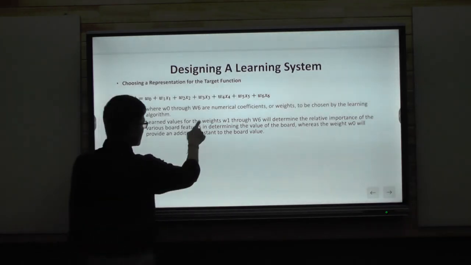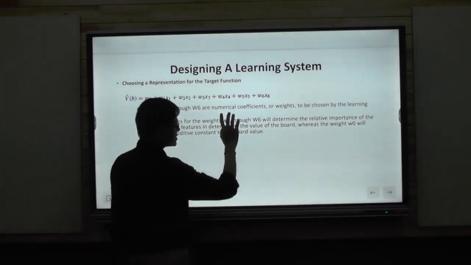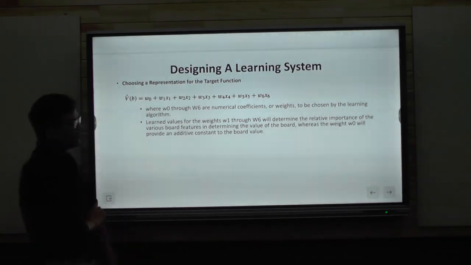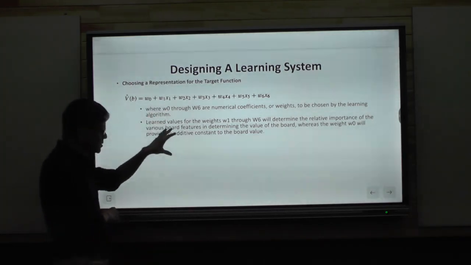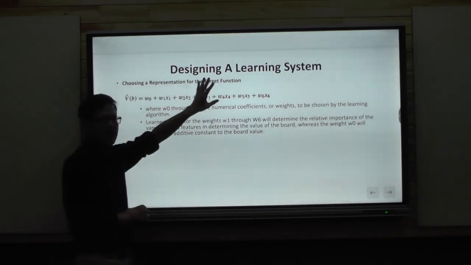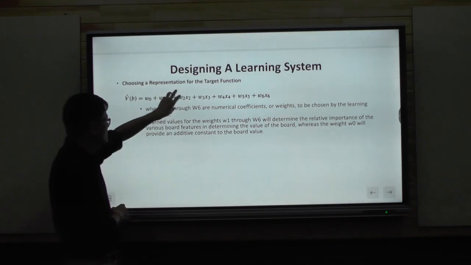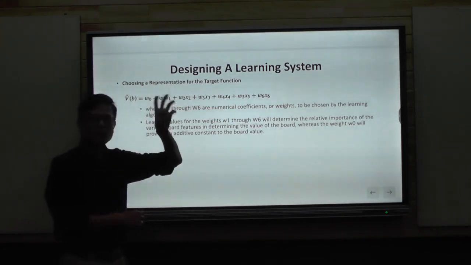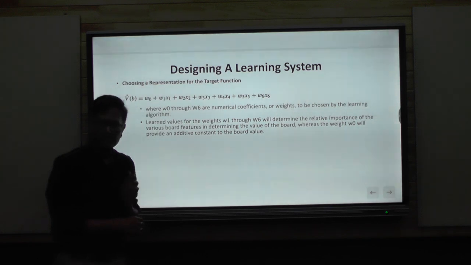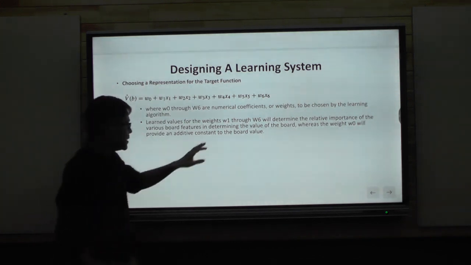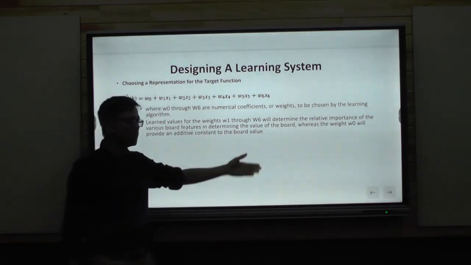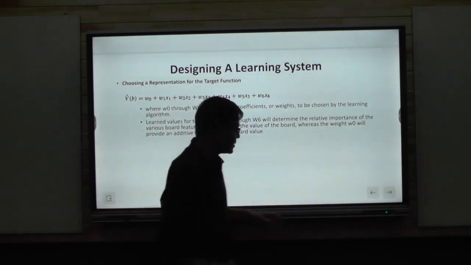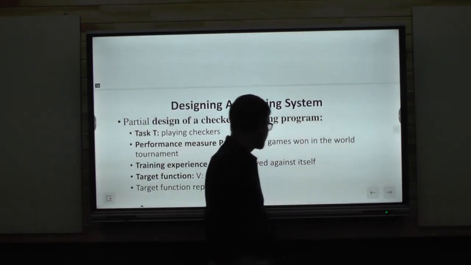The learned values for the weights w1 through w6 will determine the relative importance of the various board features. If w1 is near 0 and w2 is much higher than 1, that means this particular feature on that particular board state is insignificant. This determines the value of the board, whereas the weight w0 will provide an additive constant to the board value. So every function has some value to begin with.